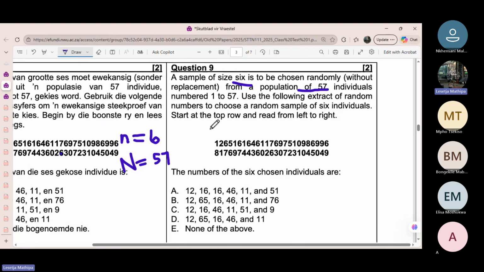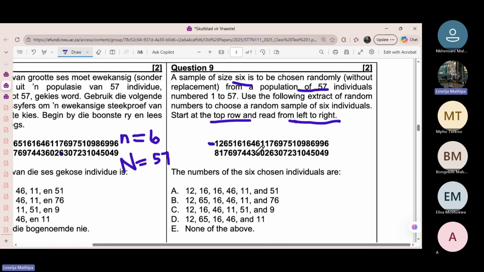They say now you must use the following extract of random numbers to choose a random sample of 6 individuals. Start at the top row from the left. You must read from left to right. Now, when you look at the question, they say the numbers of the 6 chosen individuals are, so they want the 6 numbers of the chosen individuals.